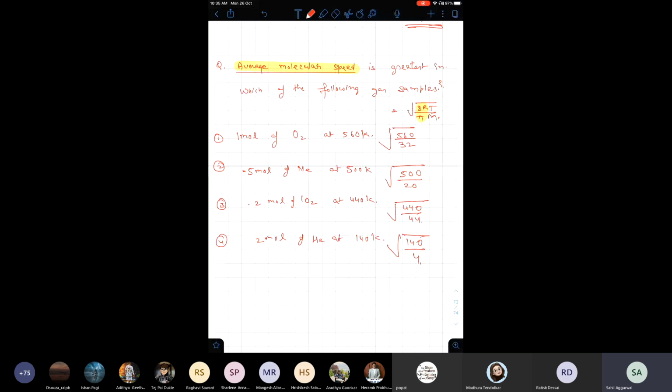I think ये last वाला हो जाएगा. Fourth option. Root 35, root 10, root 25. This will be not even root 20, lesser than 20. Understood, all of you?